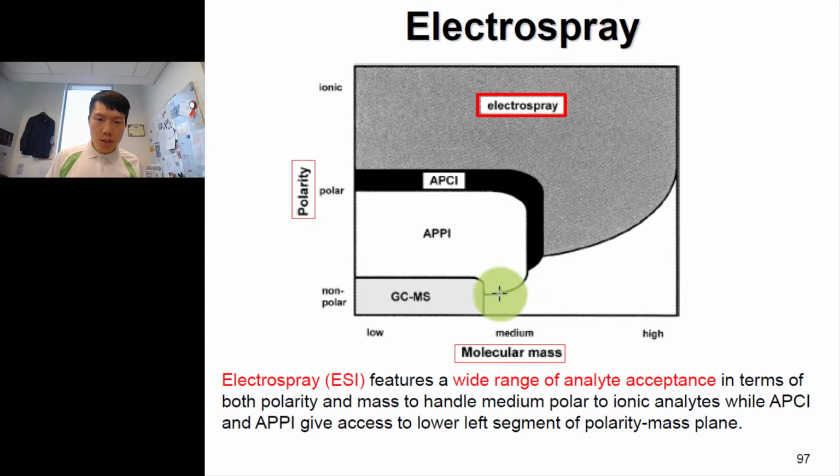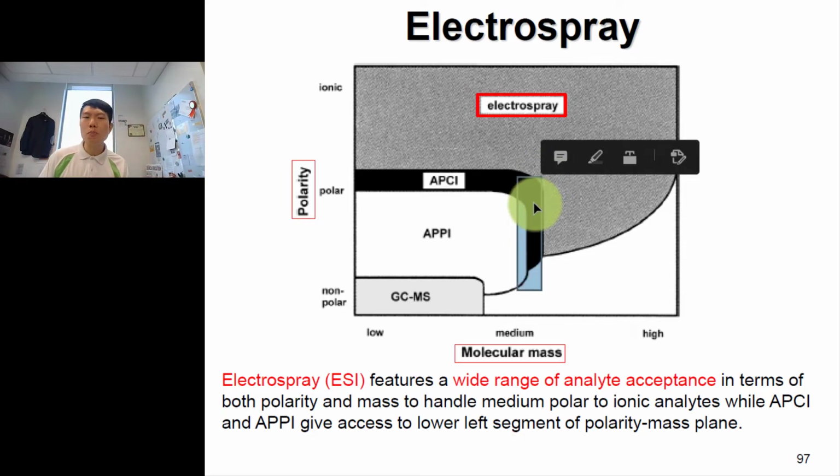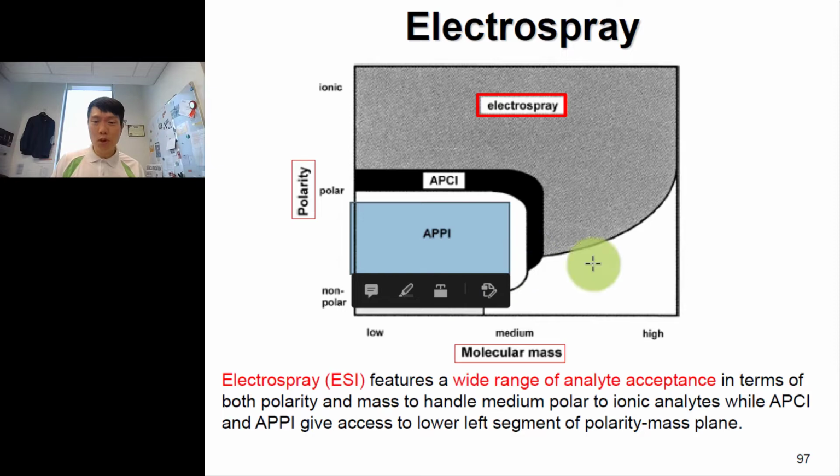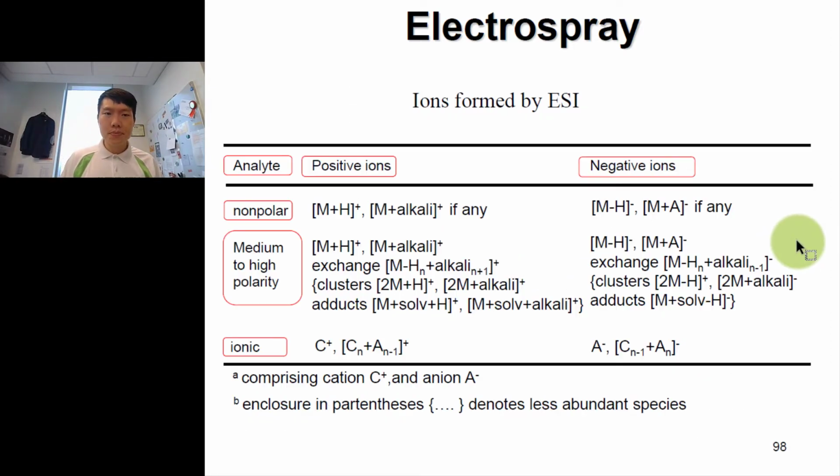Now, this part, if you fall within this range here, when you have a medium molecular mass, right, and of course polar, but not super polar, not super non-polar, then maybe you should go for APCI, for instance. Okay, somewhere in the middle here. Of course, you can consider APPI if it's somewhere between non-polar and polar, and it's of a low MR here. Okay. Good.